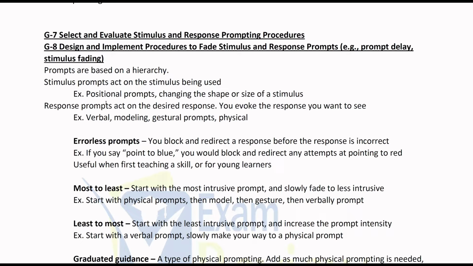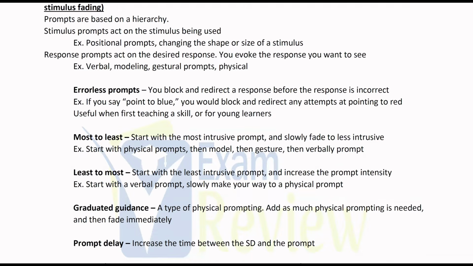When we talk about our hierarchy, right, we're typically talking most to least and least to most. Most to least, very intrusive. So we're talking errorless prompts, which is the highest form of most to least. Because with errorless, you aren't allowing errors to occur at all. You're doing anything you can to prevent an error. So most to least might go errorless to physical to graduated guidance to modeling, right? This is our hierarchy, and then we're going to keep going down.